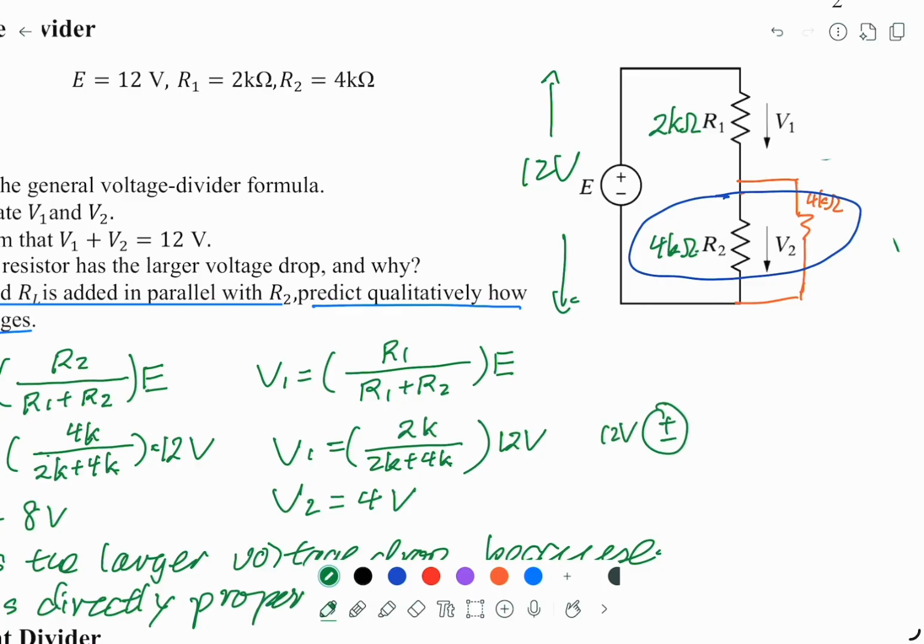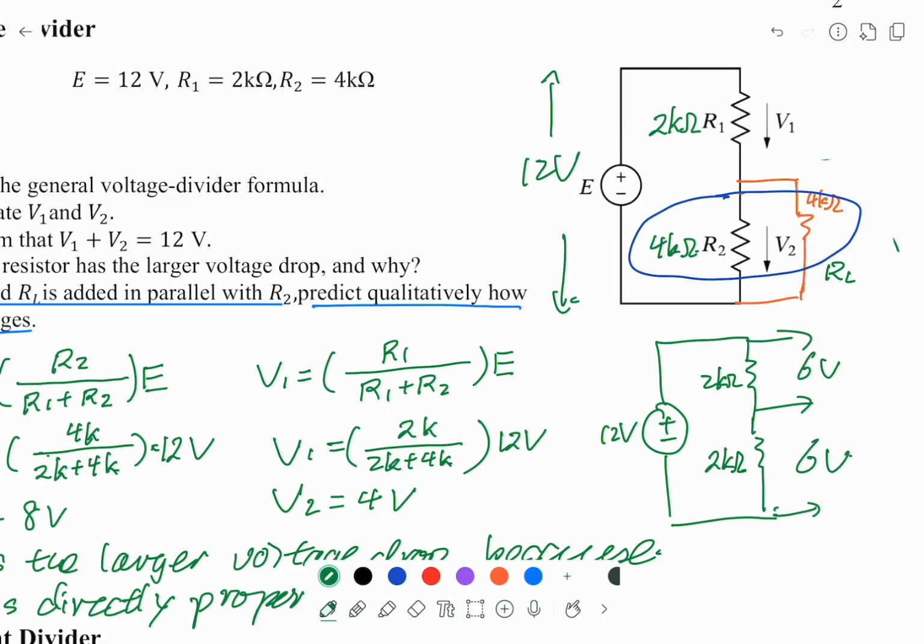12 volt. This is 2K ohm. But the parallel resistor, your load, modifies it, and it becomes 2K ohm. So it means now you will get 6 volt and you will get 6 volt. So instead of 8 volt, it will reduce to 6 volt.